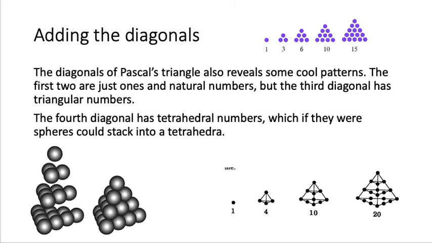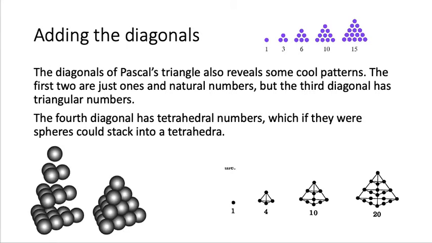Even more can be found when you add the diagonals of the triangle. The first is just ones and the second is just natural numbers, but the third diagonal is made up of triangular numbers. These numbers, represented by circles, will always form equilateral triangles. You can see this in the upper right image where the numbers 1, 3, 6, 10, and 15 form triangles.